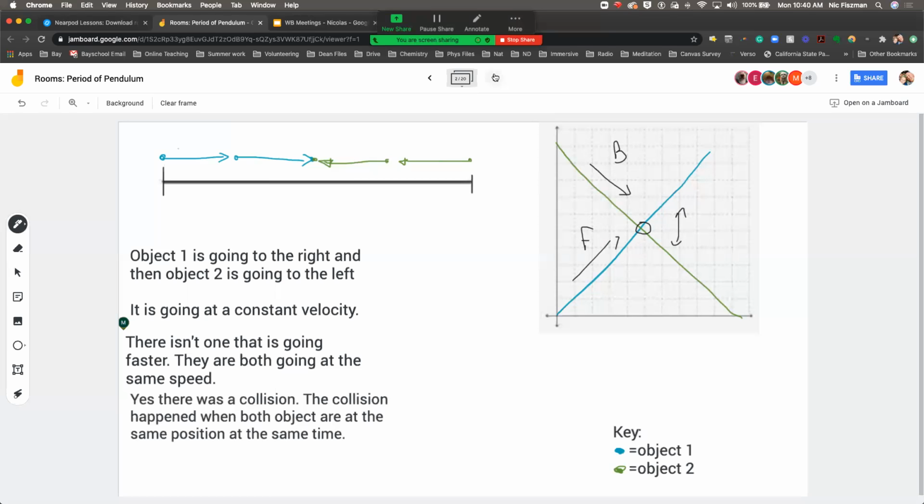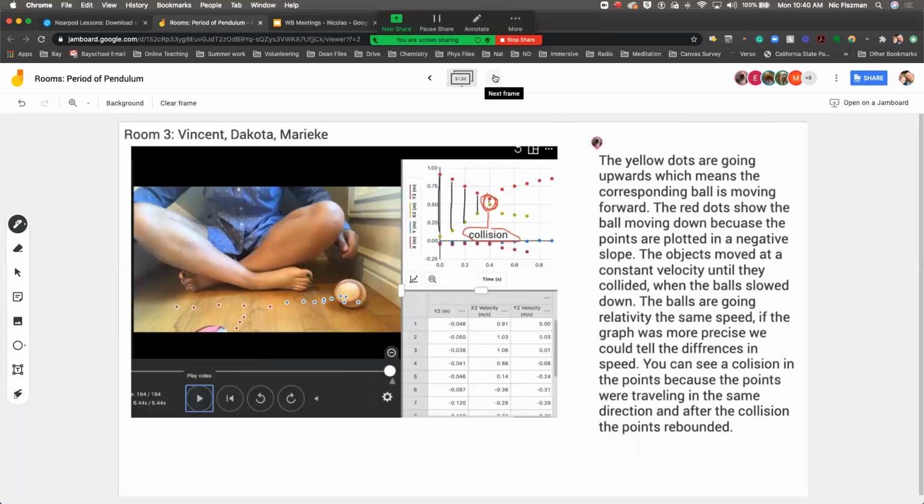Cool. 3, what do you got? So the ball on the left was moving forwards, which means it's the yellow dots, and the ball on the right was the red dots because it's moving backwards. And we thought they both moved at a constant velocity until they had a collision, which then they kind of slowed down. And we thought they were going the same speed because they're kind of parallel before the collision.